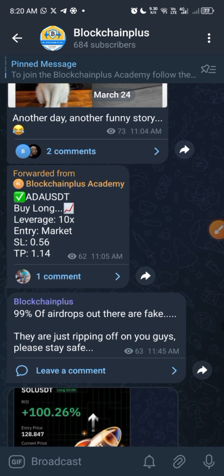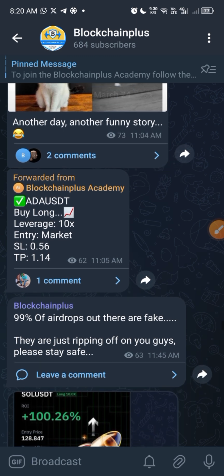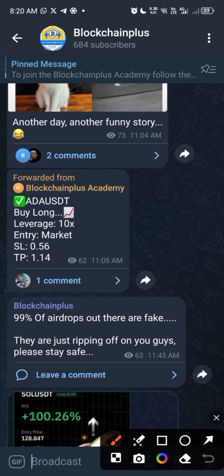So let me go down. Good. Now if you look at this, this is Cardano. So I dropped this on the group, on the free group as well. Now if you look at it, I said ADA USDT, which is Cardano. So I said buy long, leverage. I also gave the leverage 10x, entry, market. So when I say market, I mean go and buy.